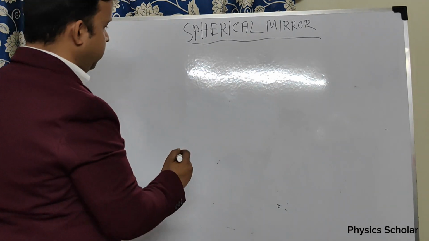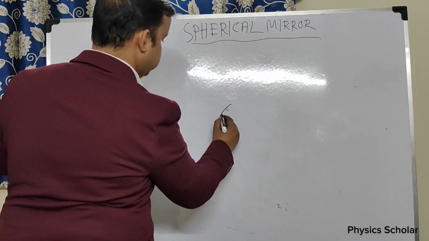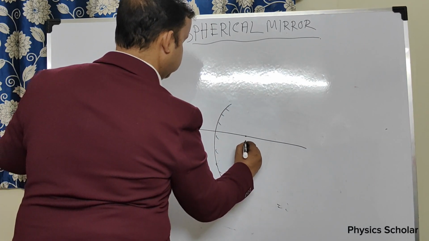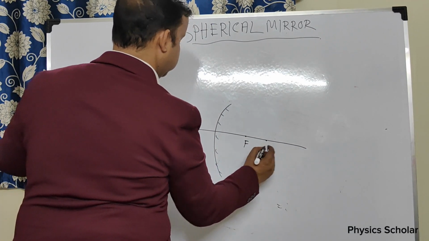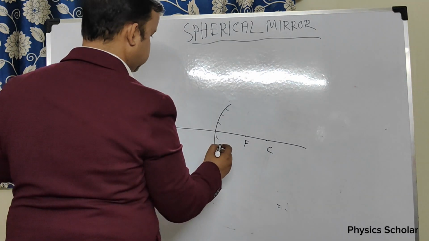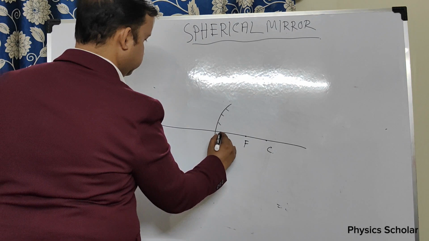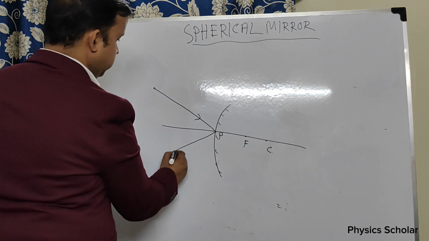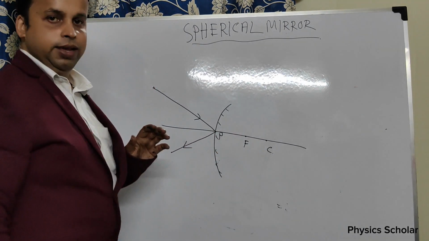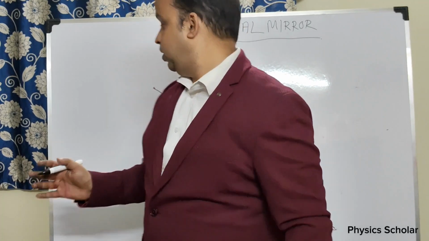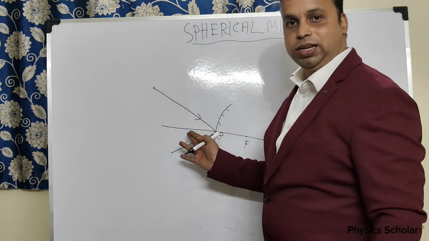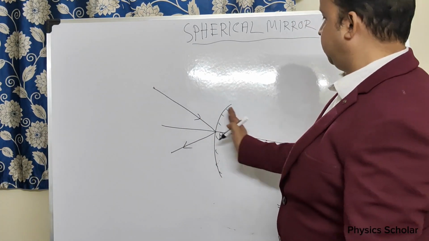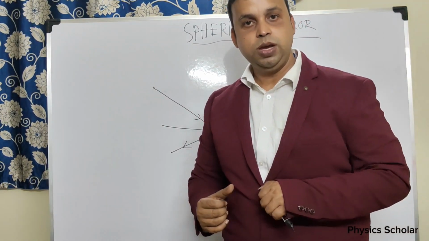And in case of the convex mirror also, if it is incident on this, it will be reflected back in the same manner. Okay, so the ray diagram is almost similar in case of the concave and convex mirror when the ray meets at the pole. Okay, so these parts are very important for your board exams also or any other exams.